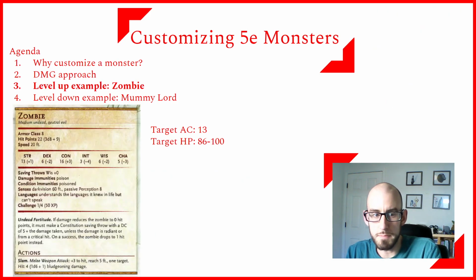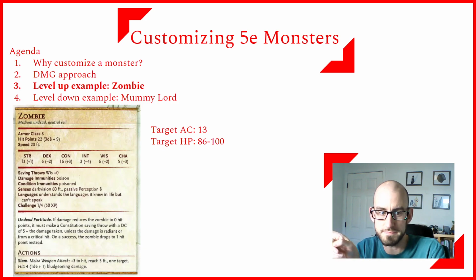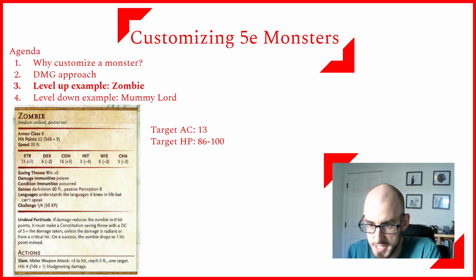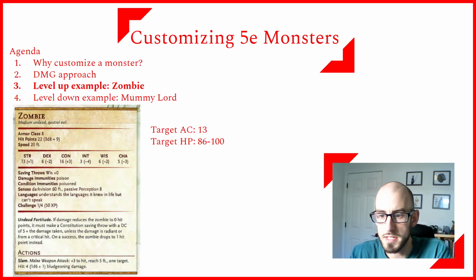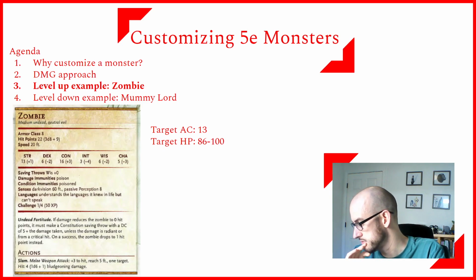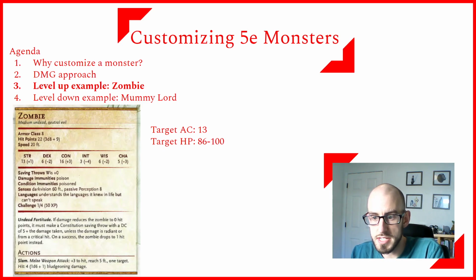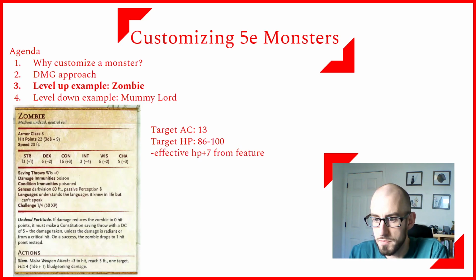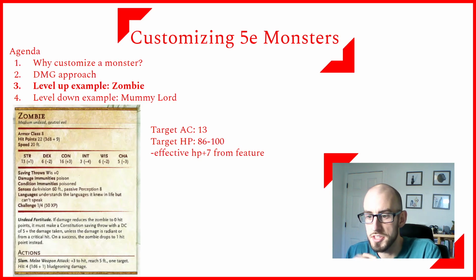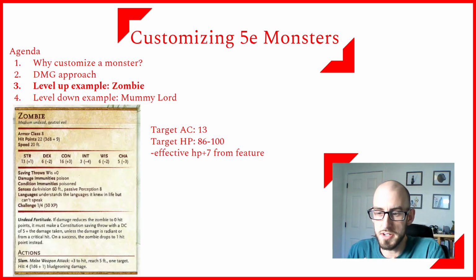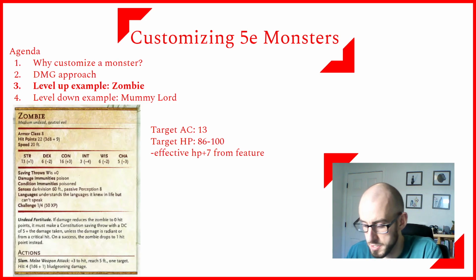We're going to be trying to level up a zombie, and as you can see over there, I've got a copy of its stat block. Now, we want this creature to be CR2, which means, according to the table on page 274, our target armor class is 13, and our target hit points are 86 to 100. Now, because it has the Undead Fortitude from the table on page 280, this is an effective +7 hit points. So once we get our raw hit point value, we count it as 7 points higher for the sake of that target hit points.